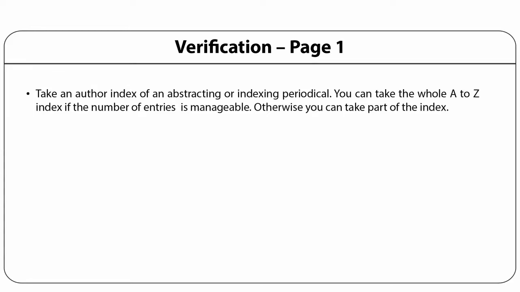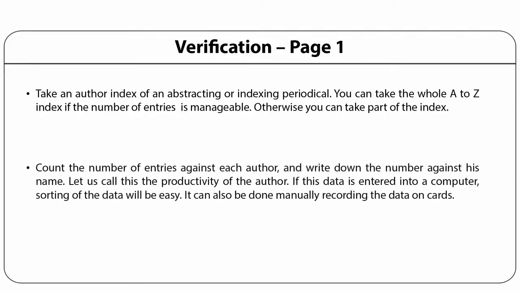It is the verification of Lotka's law, page 1. Step 1. Take an author index of an abstracting or indexing periodical. You can take the whole A to Z index if the number of entries is manageable. Otherwise, you can take part of the index. Step 2. Count the number of entries against each author and write down the number against his name. Let us call this the productivity of the author. If this data is entered into a computer, sorting of the data will be easy. It can also be done manually, recording the data on cards.